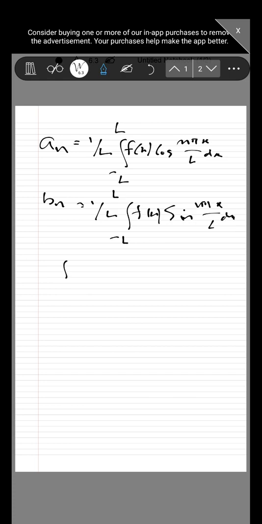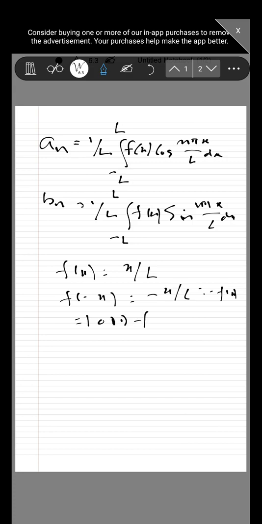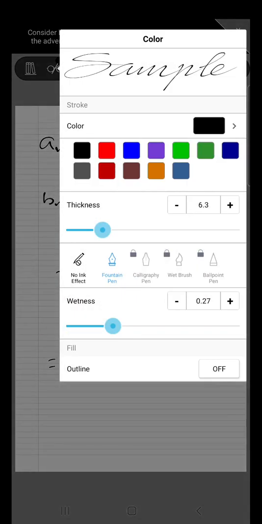Now you know that f(x) is equal to x by L, so f(minus x) is equal to minus x by L, which is equal to minus f(x), so it is an odd function. Hence we can say that for an odd function an is equal to 0 for all n. So we are only left with bn.